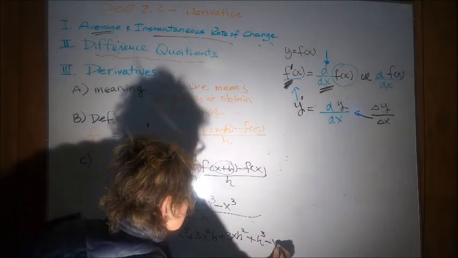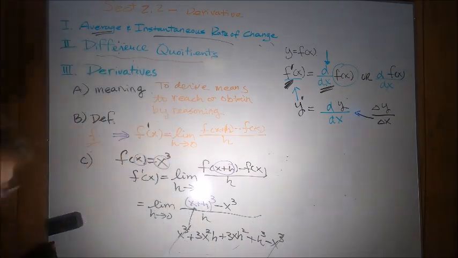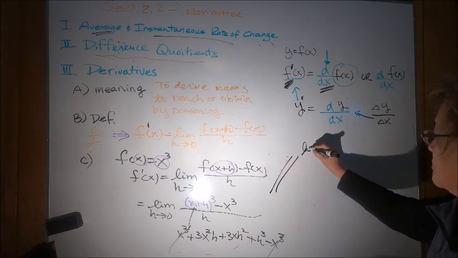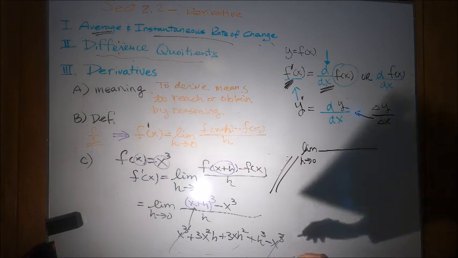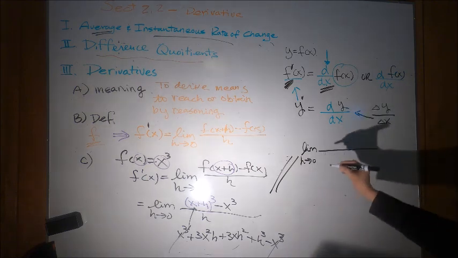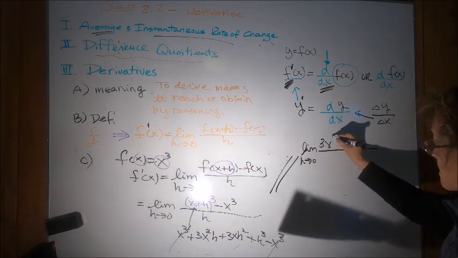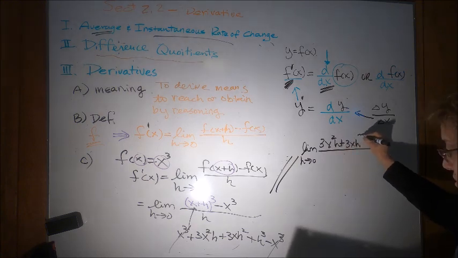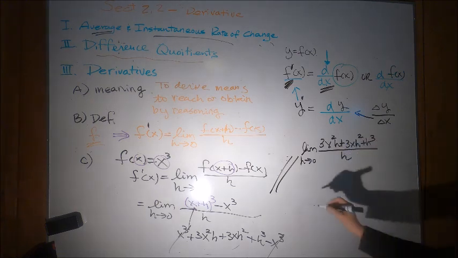Okay, minus x cubed, right? So you cancel out this. Then what do we have? So this one would be the limit as h goes to 0. Then on the bottom, that's simplified. So we have what? 3x squared h plus 3x h squared plus h cubed over h, right?